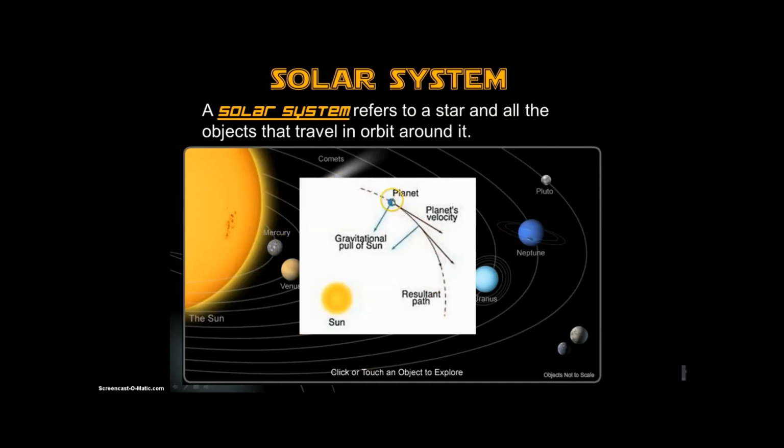So while the planet's velocity wants it to go straight, it can't because of the sun's gravity, and while the sun's gravity wants to pull the planet into itself, the planet will not because it wants to move forward. And so you have two forces acting against one another, and as we know, balanced forces can result in constant motion, and that's what you get with all of the objects in a solar system that travel in a circular path or orbit around the star, or in our case, the sun.